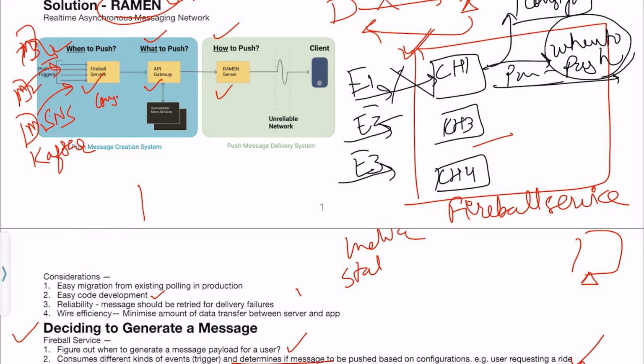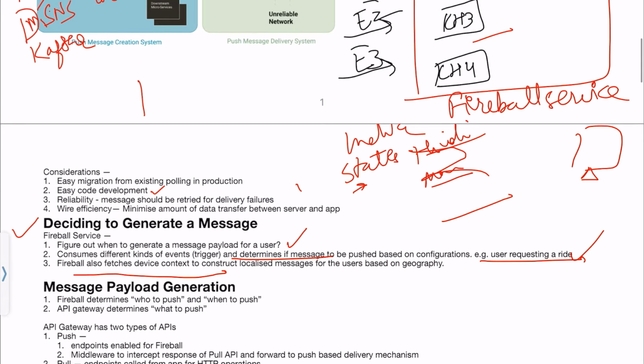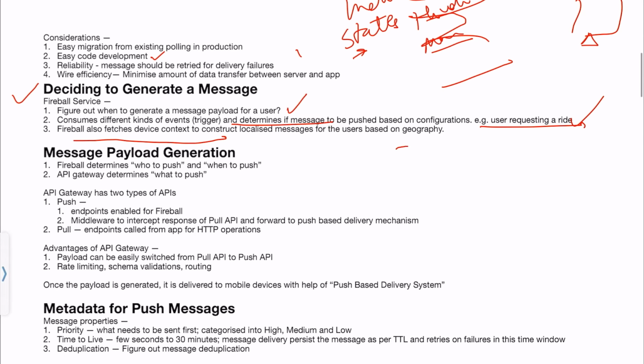Let's say there are different states and a user has selected a particular language as a preference. Let's say Hindi is one of the languages, Marathi is another, English is another. So there are different device contexts which are being set, and depending on this context, you figure out what localized message or localized payload has to be delivered to the user, so that it can be sent based on geography or any other preferences.